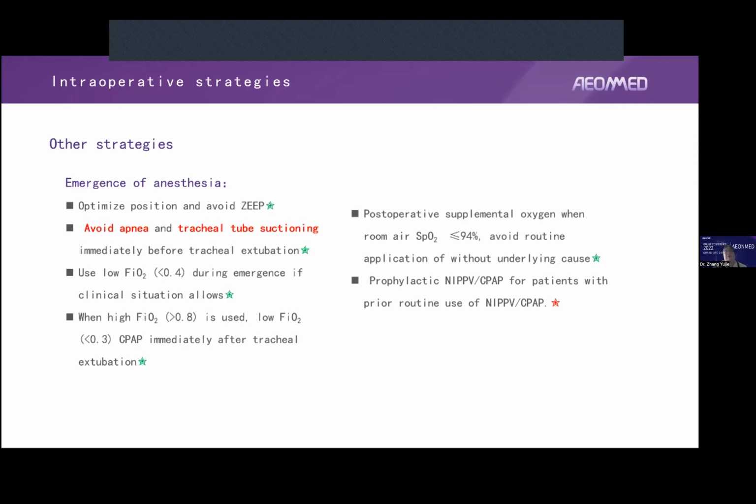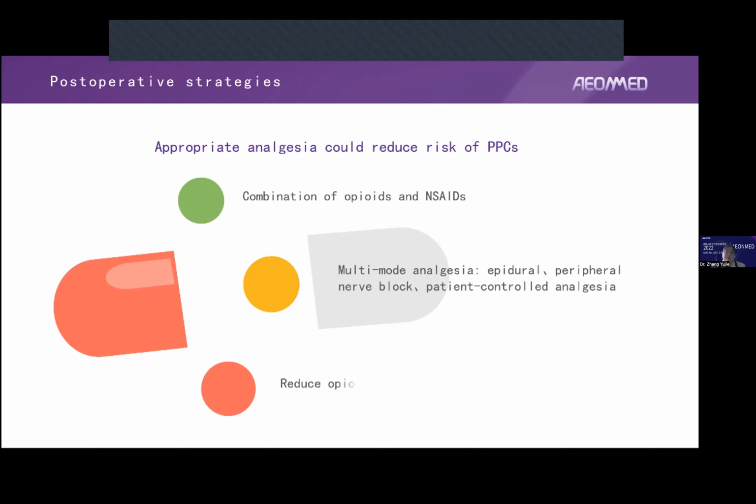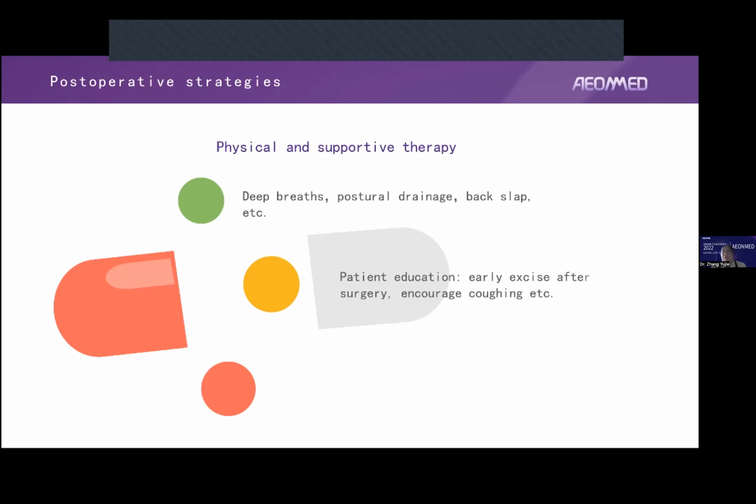Okay, for post-operation, our main task is to provide appropriate analgesia. The combination of opioids and NSAIDs and multimodal analgesia can give a better effect and reduce the dosage of opioids, which is especially important for OSA patients. And supportive therapy and patient medication can also reduce the rate of PPCs. We should encourage the patient to exercise early, and if he can't, CPAP should be used as a support. Okay, that's all the strategies for today.